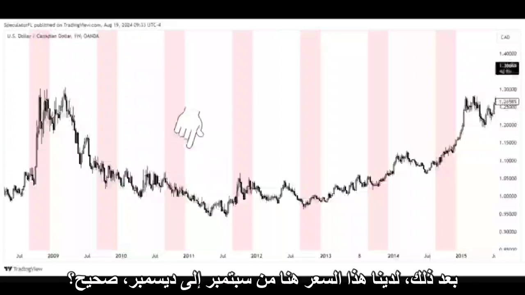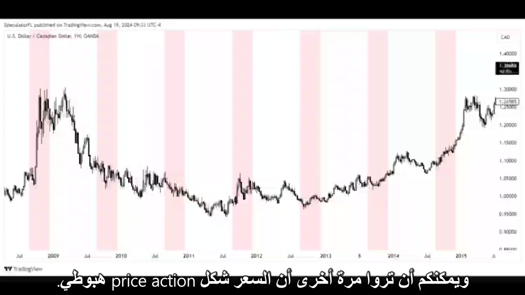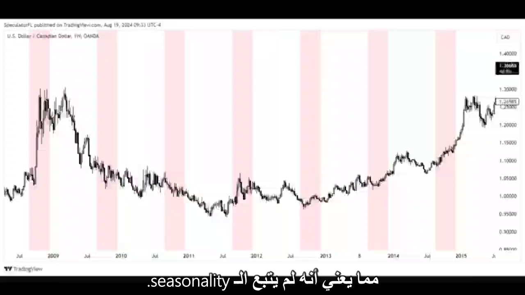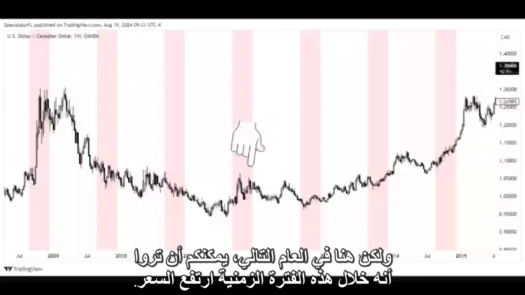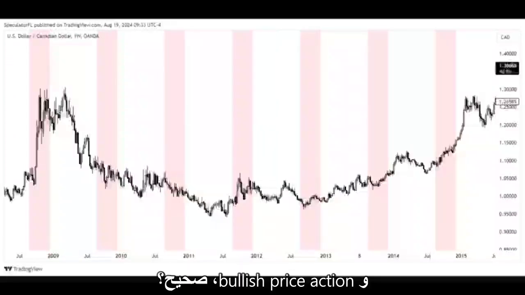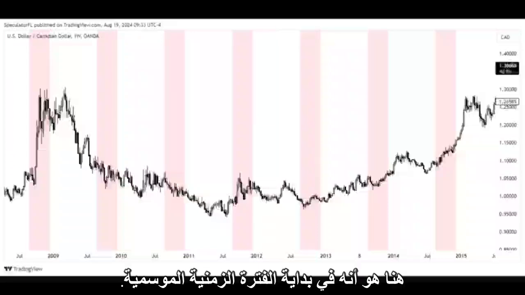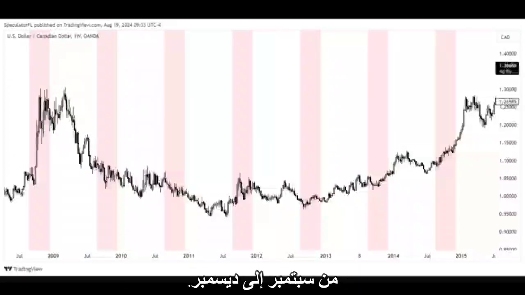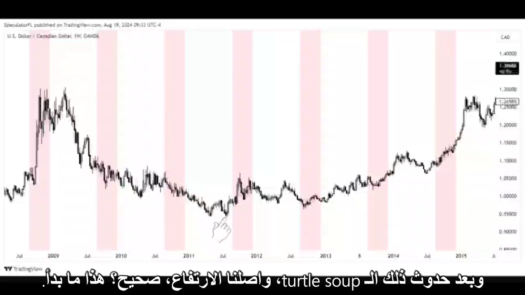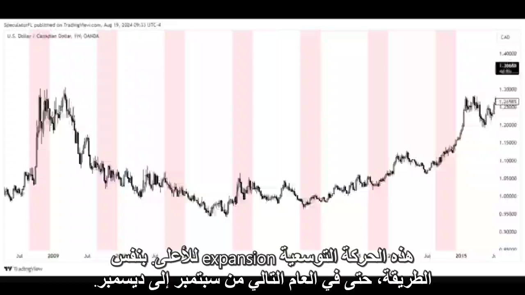Next up we've got this price action right here from September to December, right? And you can see again price formed lower prices, which means it did not follow the seasonality. But right here next year you can see that during this time window price went higher and formed higher prices and bullish price action, right? What you can also see is that at the start of the seasonal time window from September to December, we had a turtle soup, and after that turtle soup happened, we kept going higher. That initiated this expansion move higher.